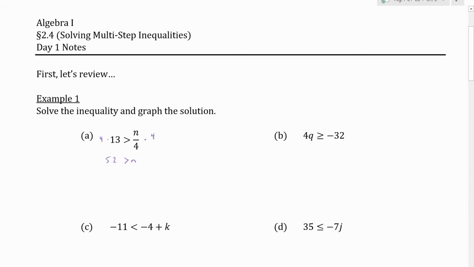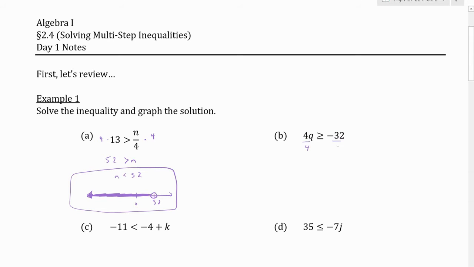But when we write inequalities, we want to get the variable back on the left because it's easier to understand that way. So if 52 is greater than n, that means n is less than 52. And then we'll graph our solution because that's an easy way for somebody to understand what all numbers we're talking about. Okay, same thing here.